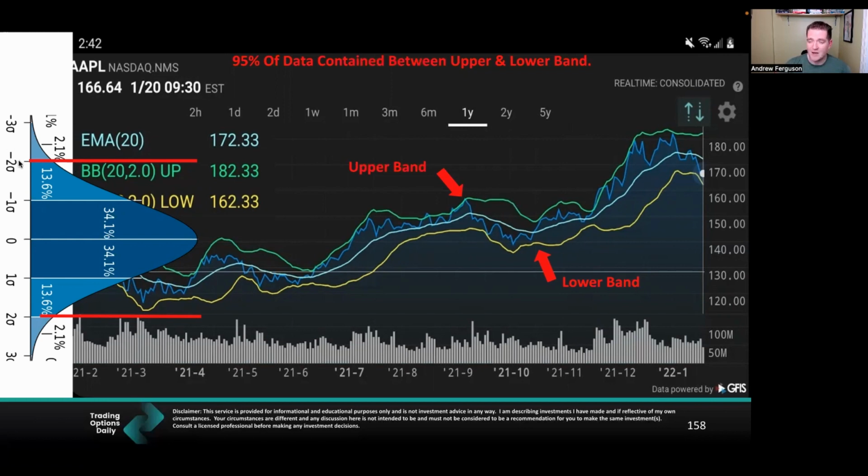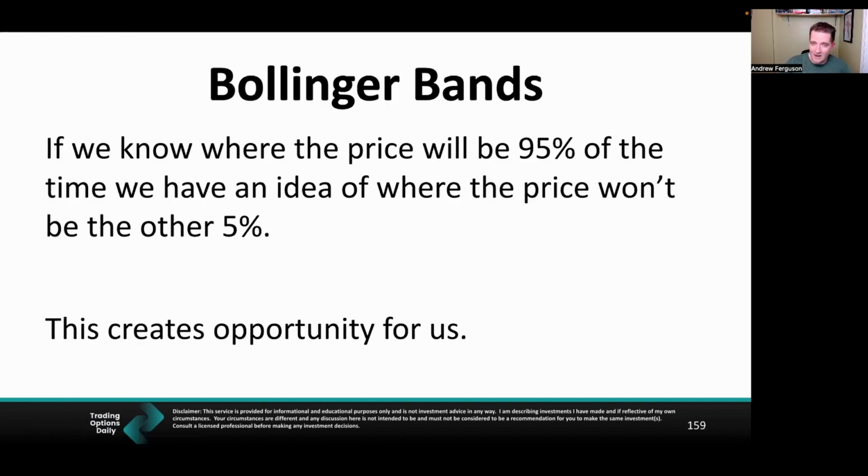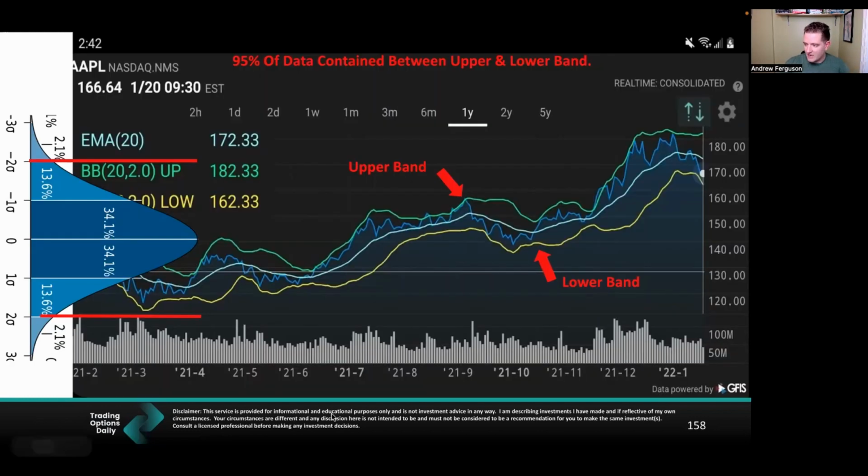That's how math can be fun and useful to make you guys money, hopefully, right? So if we know where the price is going to be 95% of the time, we have an idea of where the price won't be the other 5% of the time. Sorry about that. Going back just one slide. If 95% of the time it's between the green and yellow line, that means 5% of the time it's going to be outside the line.